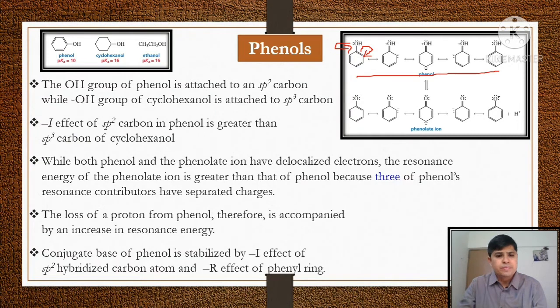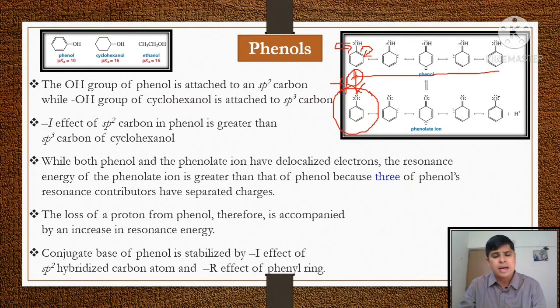Now see, when phenol loses a proton, there will be formation of a phenoxide ion, or we can say a phenolate ion. Now see, this is the conjugate base of phenol. Now see here, this conjugate base of phenol can be stabilized.